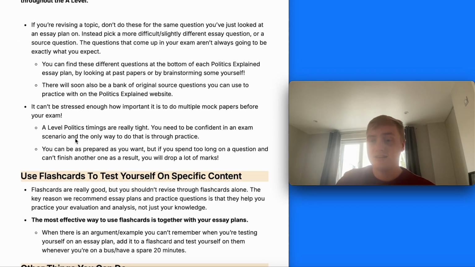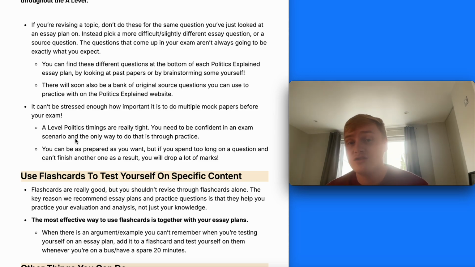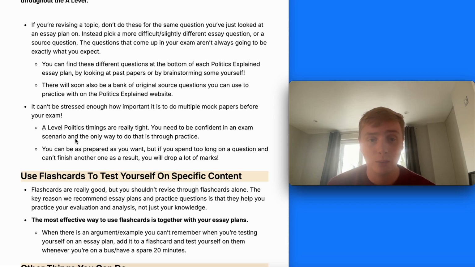So, as I said, say you just revised those two electoral systems essay plans, choose a different one to practice writing an essay on. Because it's going to force you to think and plan it out as well, rather than just copying down from the essay plan effectively. Or do a source question. You can find these different questions, as I said, at the bottom of the Politics Explained essay plans, and there's soon going to be a bank of original source questions you can use to practice on the Politics Explained website as well.